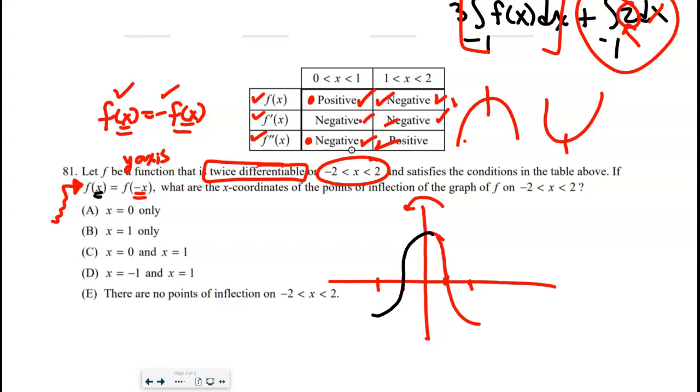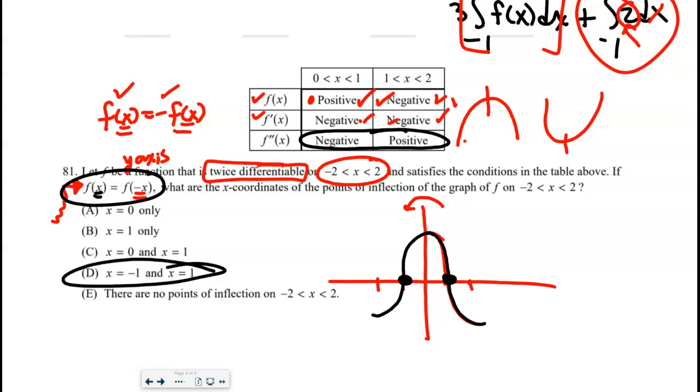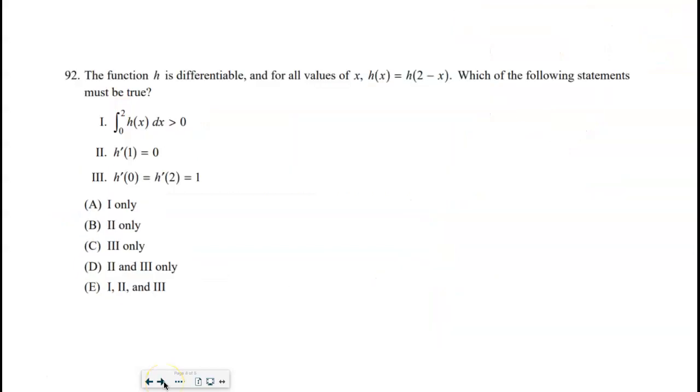But even from the table, if we have a change in concavity right here at 1, and it's differentiable, it means we have an inflection point there. So for sure at 1, but because of the symmetry with the y-axis, I'm also going to have a change in concavity at -1. So that one required a little bit of pre-calculus knowledge. This last one's really weird.